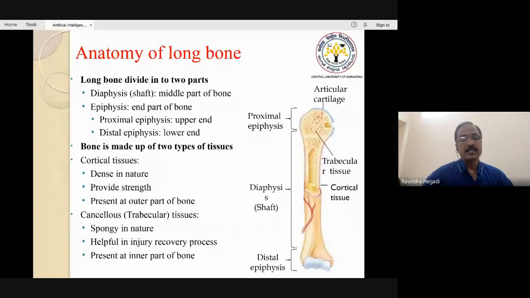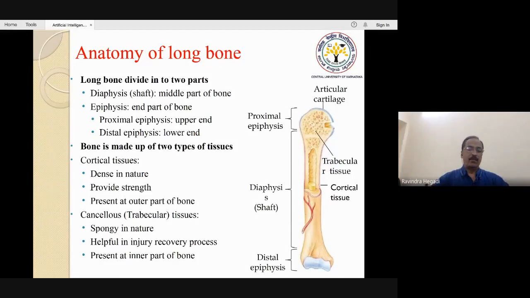Cancellous is the inner part of the tissue. This cancellous is spongy in nature. It is smooth, not hard. It is inside the bone. We sometimes even call it bone marrow. It is spongy in nature, and whenever an injury happens, it helps to recover from the injury.